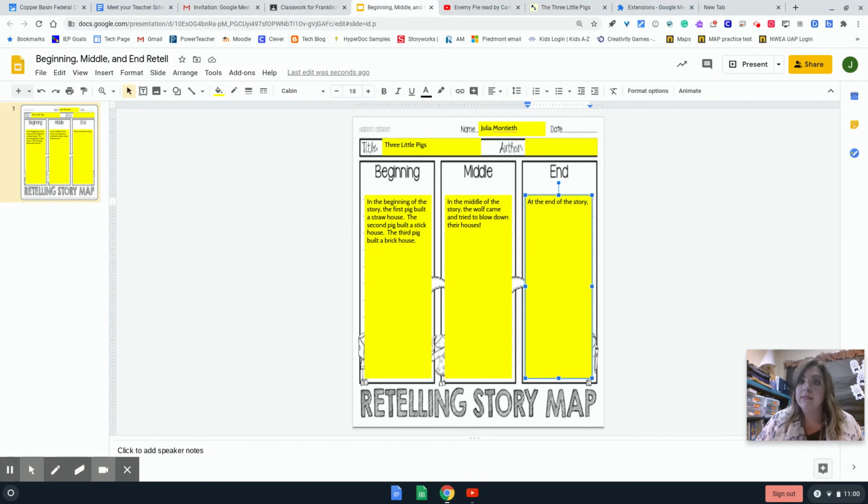Okay, at the end of the story, what happened? Okay, so at the end of the story, all three pigs hid in the brick house, and the wolf couldn't blow it down. Okay, so that is beginning, middle, and end. So you're going to be sweet and short. Okay, but you are going to give enough detail to where we know what the story is about.